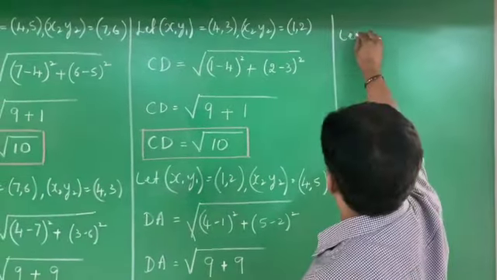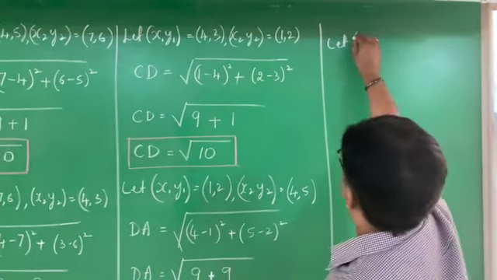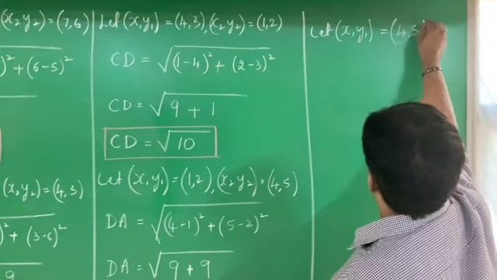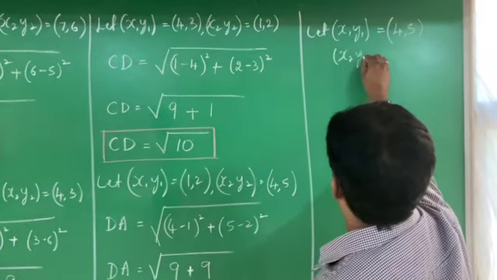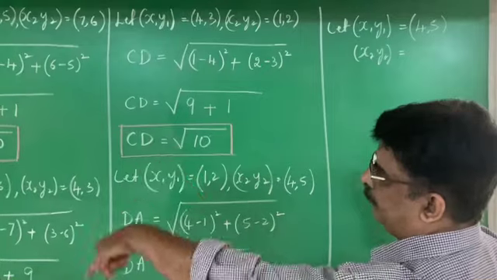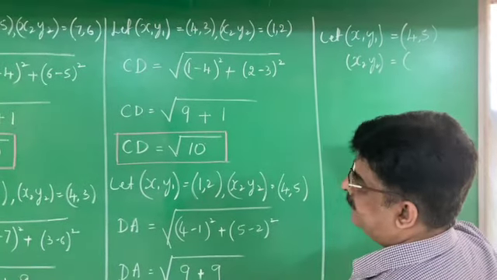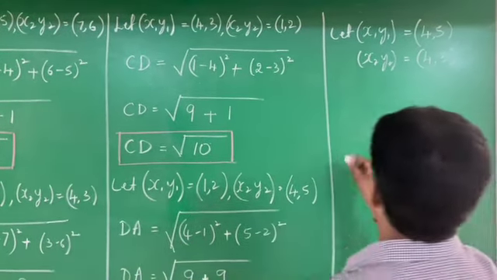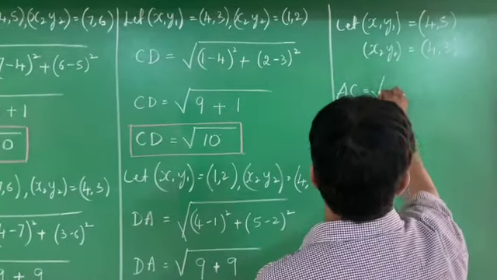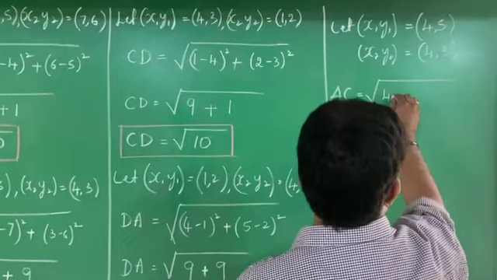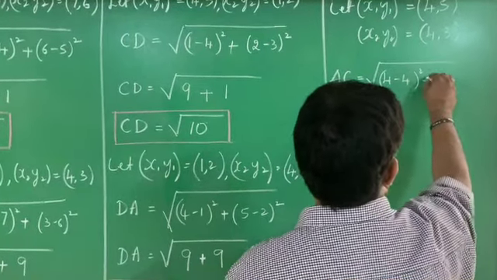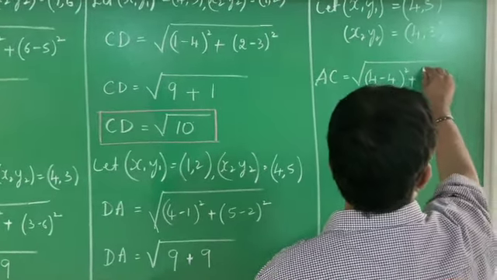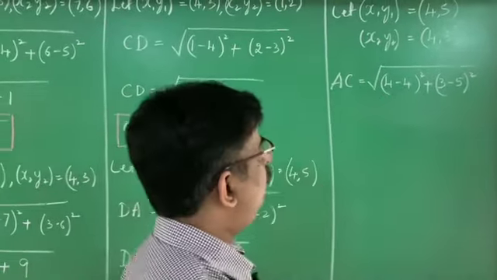Now, to find the diagonal, let, first I find AC. Let x1, y1 is equal to 4, 5, x2, y2, AC I wanted to find, therefore I want the coordinate of C. C is 4, 3. AC is equal to square root of x2 minus x1, 4 minus 4 whole square, plus 3 minus 5 whole square.